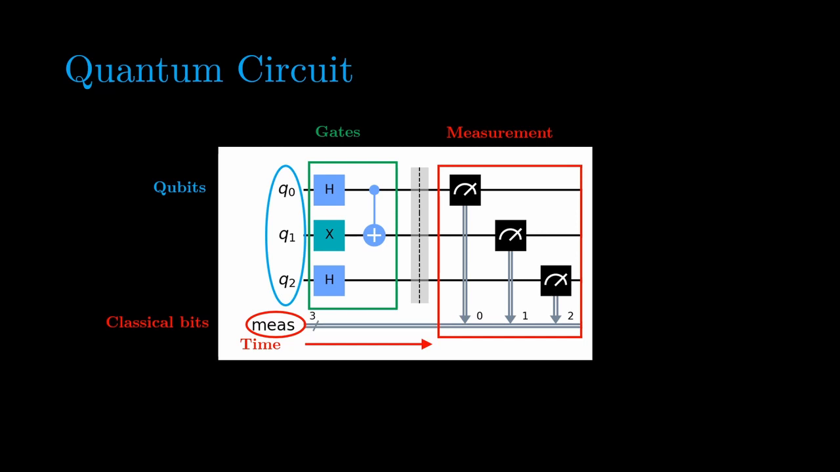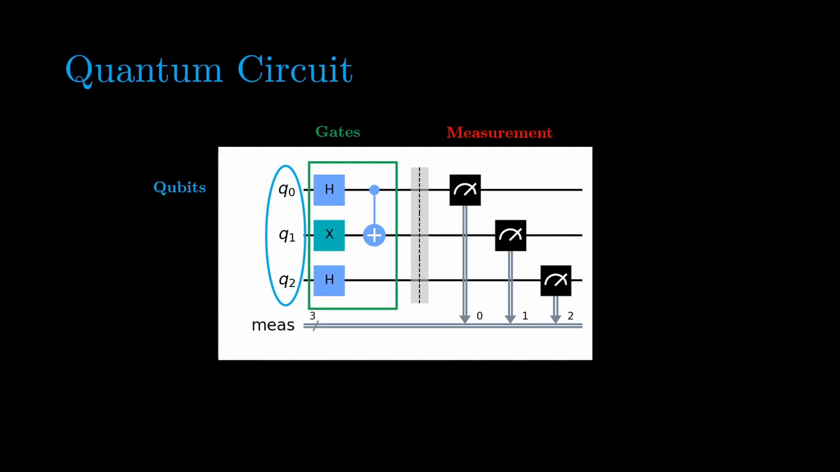The results of these measurements are frequently written into classical bits or ancilla bits, but sometimes we don't explicitly state this. Nonetheless, the two most important building blocks are just the qubits and the gates. We will talk more about gates in part 2. For now, we will focus on qubits.